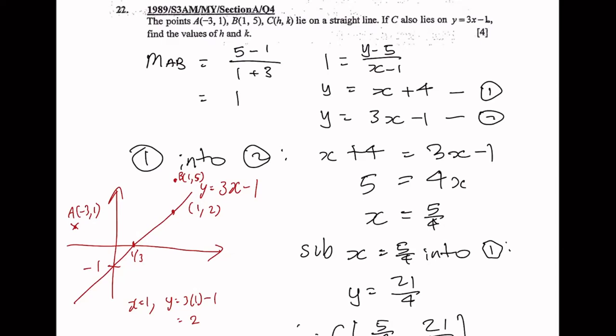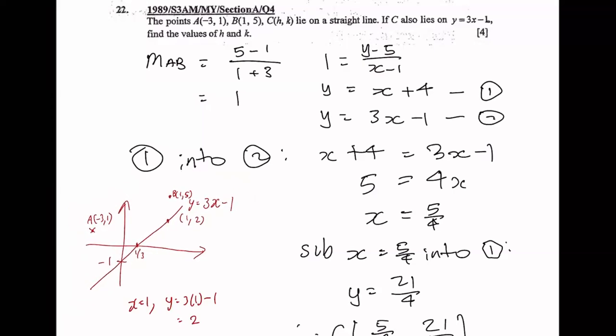A, B, and C also lie on the same straight line. Okay. If they lie on it, right, so this point C is the common point of intersection between the line AB and the line y equals 3x minus 1, right? Okay, then we can just draw that. So AB will be something like this. y equals 3x minus 1, extend a bit more. So that is probably your point C, if I didn't draw wrongly.